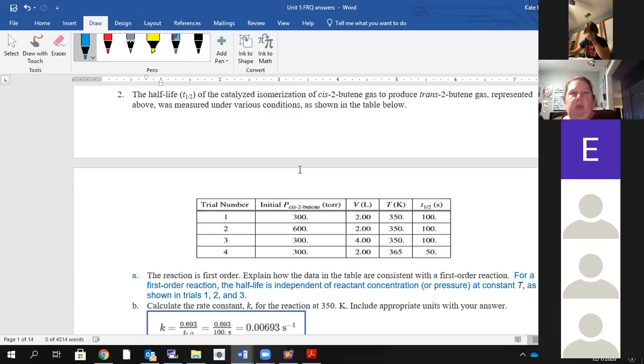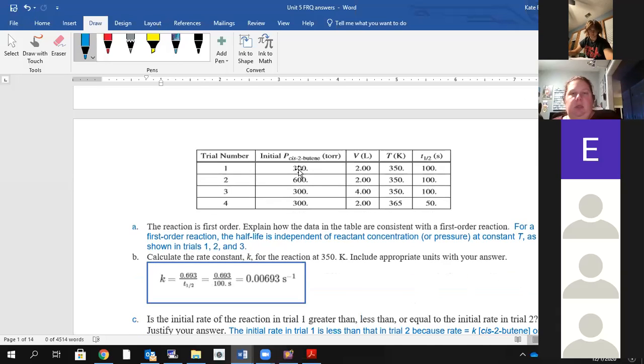So they gave us this data, and they're telling us that the reaction is first order. How is the data consistent with a first order reaction? Because no matter what my initial pressure or volume is, my half-life is the same. If you think about the equation for half-life, concentration, pressure, nothing is involved in that equation, right?